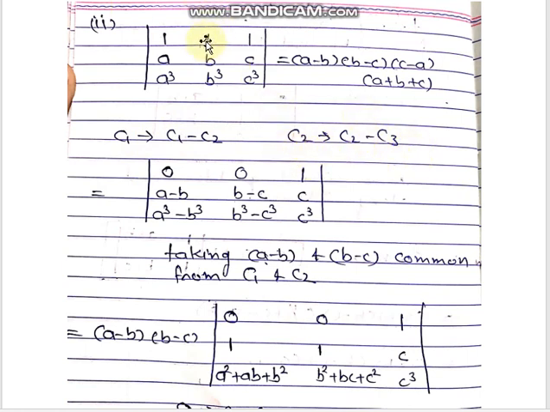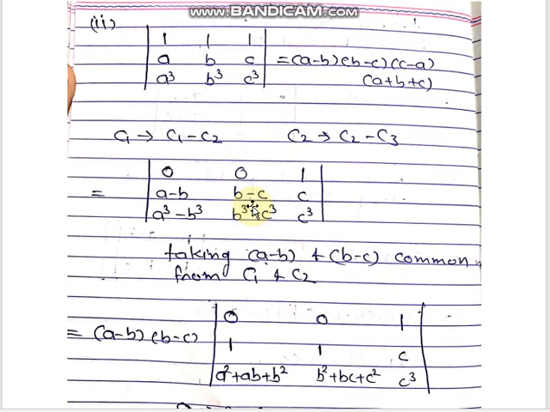So 1 minus 1, 0, then a minus b, then a cube minus b cube. Similarly 0, b minus c, b cube minus c cube. Now the formula for a cube minus b cube is (a minus b) into the bracket a square plus ab plus b square. Similarly we can apply the same formula here: b minus c, then b square plus bc plus c square. Now see here, from column 1 we can take a minus b common after factorizing a cube minus b cube, and from column 2 we can take b minus c common.